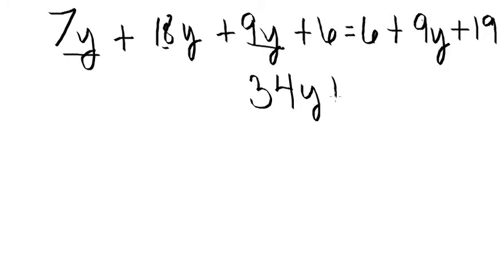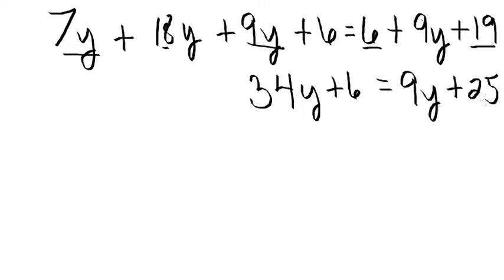34y plus 6 is equal to, we got any like terms? Look, here's two like terms right here. 6 and 19 are like terms, so that's going to be 25. So we got 9y plus 25. Okay, let's take this 9y over to this side. That means we're going to subtract 9y from both sides. And of course you subtract 9y from this side over here, and we just get 0. So we're subtracting 9y from both sides.